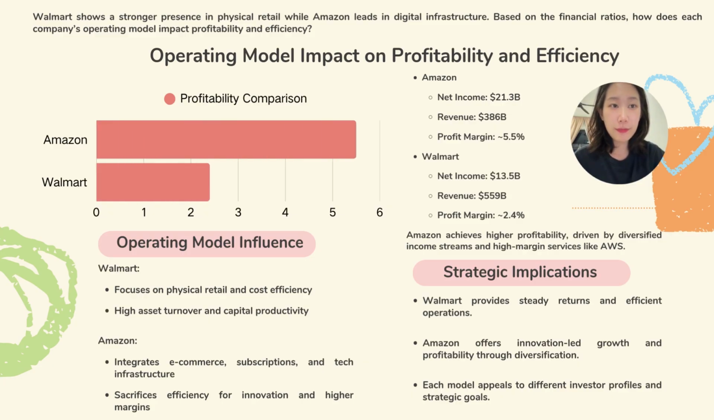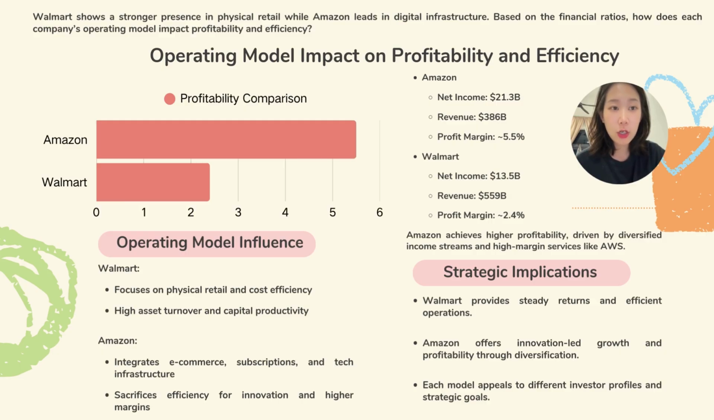Then let's shift to the impact of operating models on profitability and efficiency. Walmart's model is built on operational efficiency. With over 11,000 stores globally, it focuses on cost leadership and maximizing turnover. This results in solid revenue performance and strong cash flows. However, this model also comes with its limits on margins. Walmart's profit margin is around 2.4%, which is typical for large-scale retailers operating on tight margins.